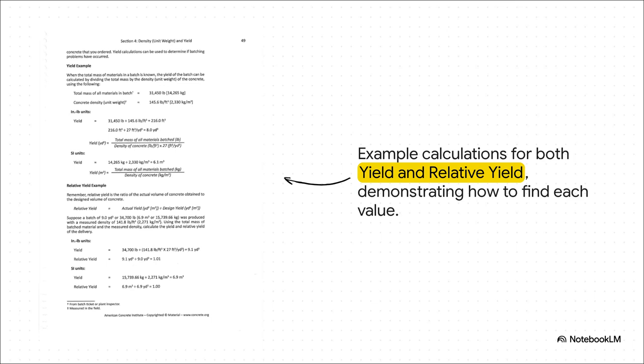So let's just walk through the math for both. For yield, you take the total batch weight, divide by the density you just measured, and that gives you the yield. Then, to get the relative yield, you simply compare that actual yield to the design yield. Make sure you can perform both of these calculations.